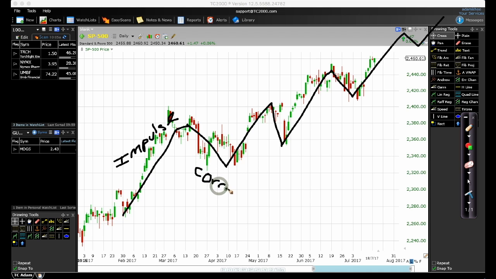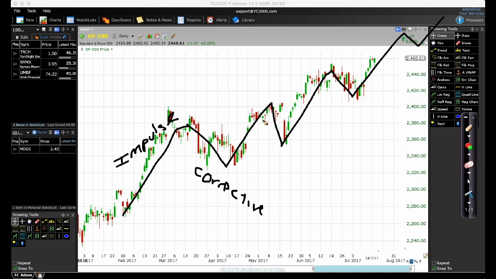The corrective wave is the wave that goes against the main trend, right? So it's kind of like breathing out, breathe in, breathe out, breathe in, right? So that is how wave patterns are formed on stock prices. Now, the question would always be, how do I know it's the end of the corrective wave? How do I know when it's time to buy before the next impulsive wave?